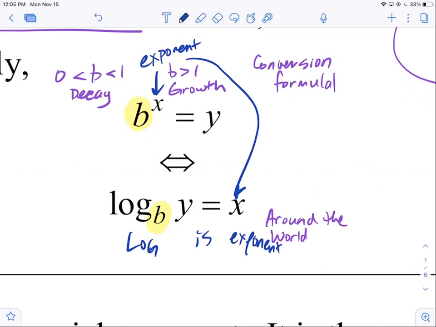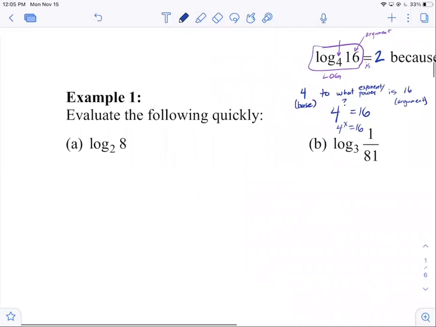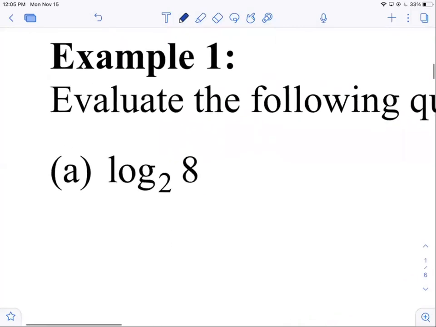And the b is the base, okay? So then y is your argument. Let's try it out. You can still go back and forth, but the parts match up. The log is the exponent. Let's try it out. Evaluate the following quickly.